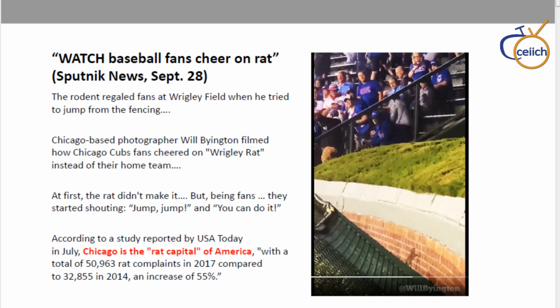And then later in the story, they actually mentioned Chicago as, again, a place where there are lots of rats. So even though the main story was this rat at a baseball game, the broader context around that event was the fact that there are lots of rats in Chicago. Well, actually, and this is a point that I want to distinguish, Chicago has had a lot of rat complaints.